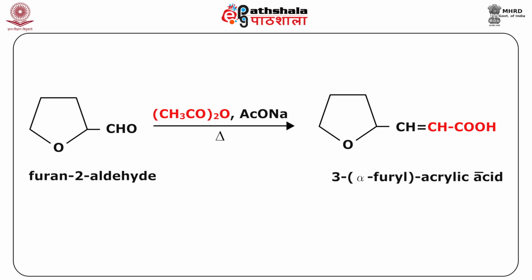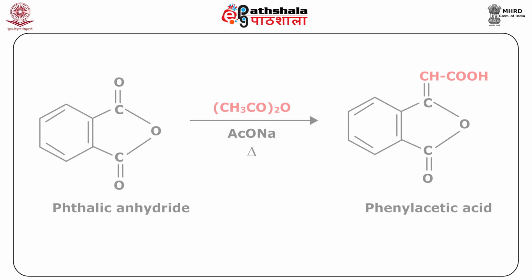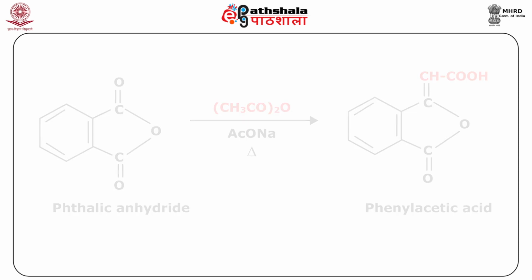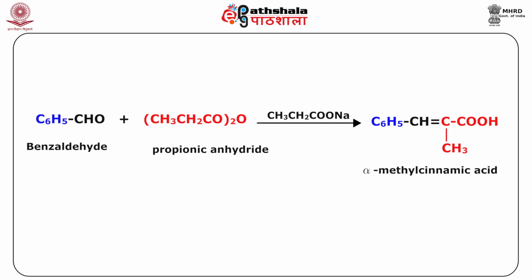acrylic acid. Another example, if we look, it is the phthalic anhydride when reacted with acetic anhydride in the presence of sodium acetate. At this carbonyl, there will be formation of this particular product. Another example, if we look, when this benzaldehyde is reacted with propanoic anhydride, notice that because the alpha hydrogen is reacting, you will be getting the substituted cinnamic acid.